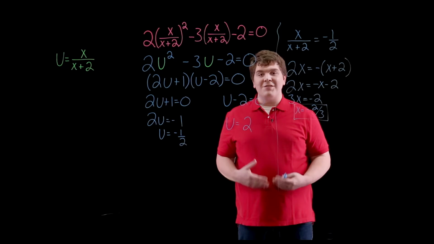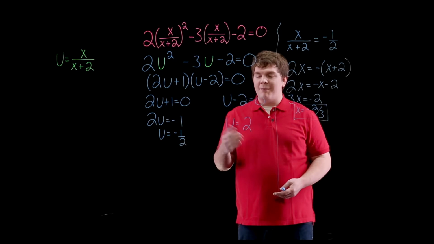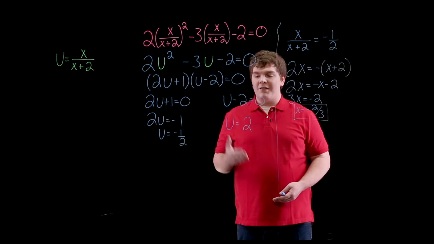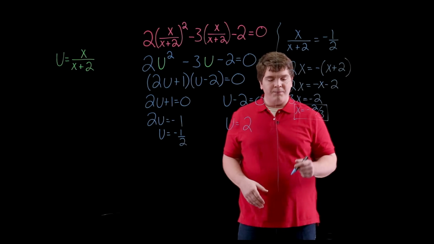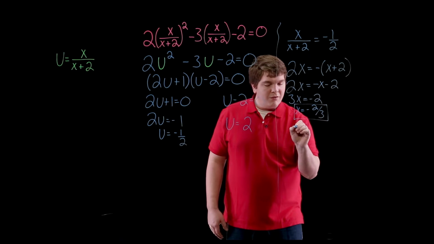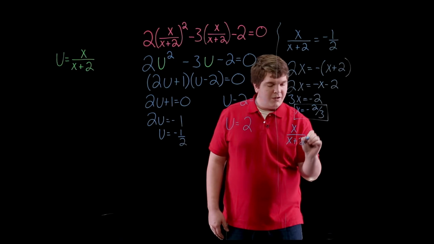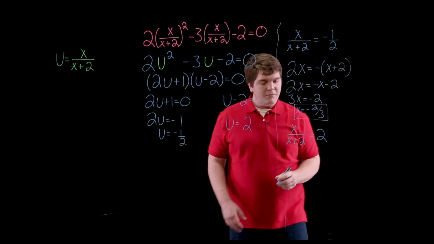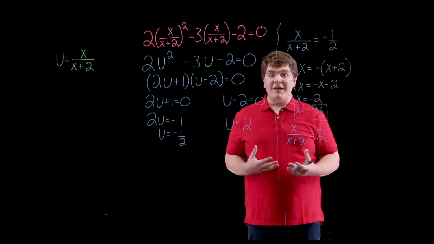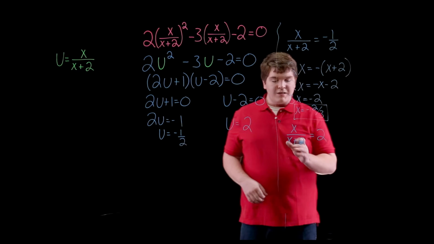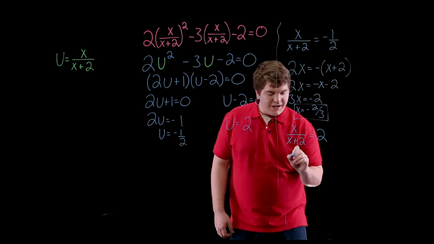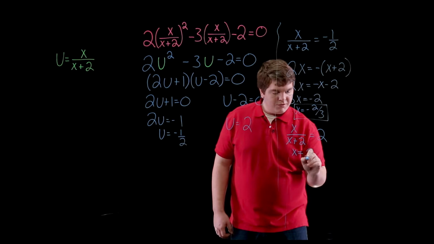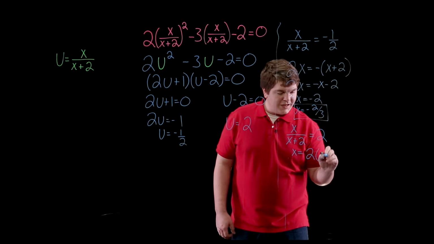Now we need to find the x values that we get when we substitute x divided by x plus 2 back into the equation u equals 2. Going ahead and doing that, we're left with x divided by x plus 2 equals 2. From here, we can multiply each side of the equation by x plus 2, leaving us with x is equal to 2 times x plus 2.